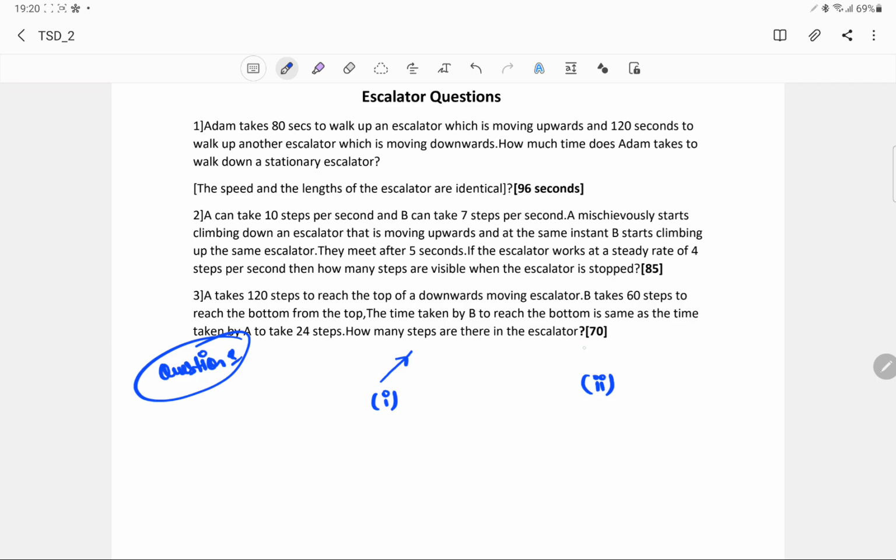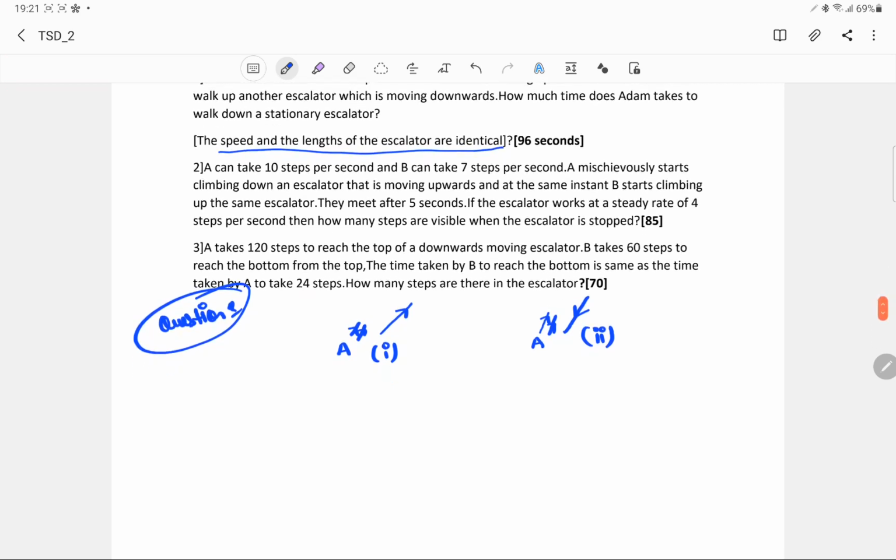So one escalator is moving in this direction, and it's a very easy peasy question. Adam is moving in this direction, and these are the 2 scenarios given to reach the top. How much time does Adam take to walk down a stationary escalator? The speed and the length of the escalator are identical. So let's start doing it.